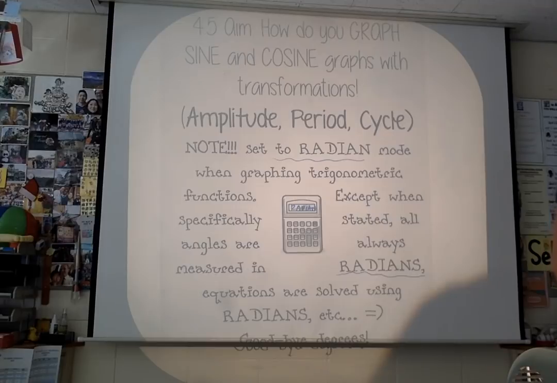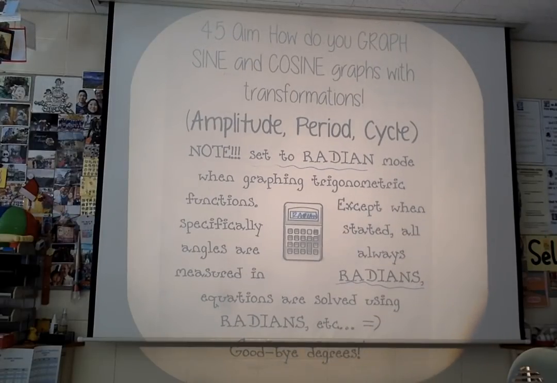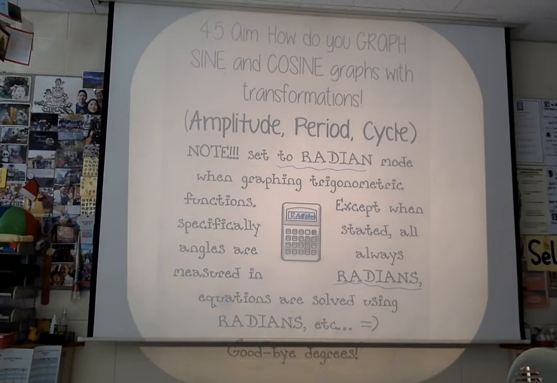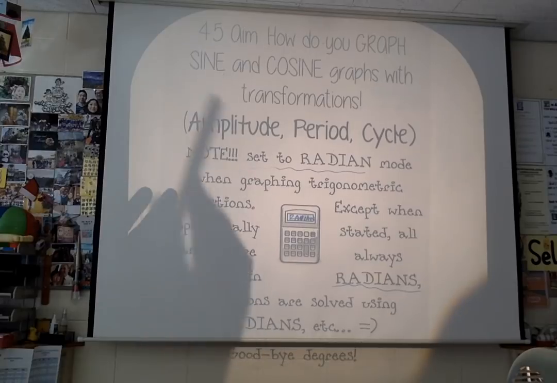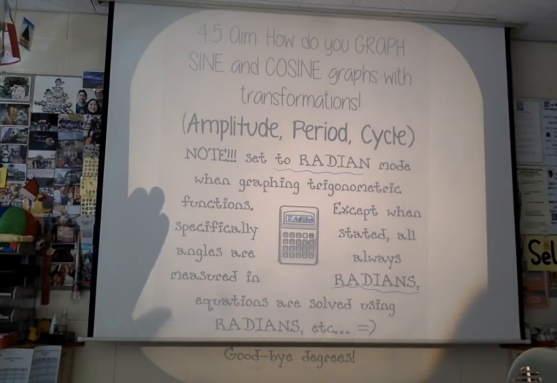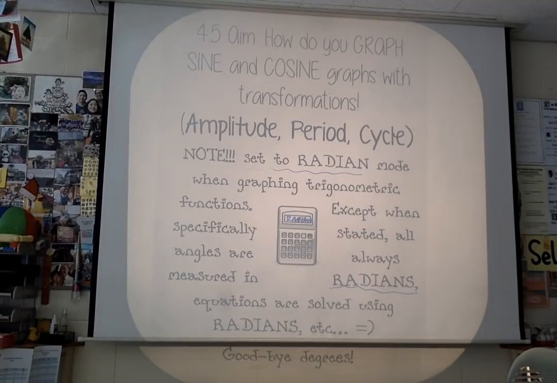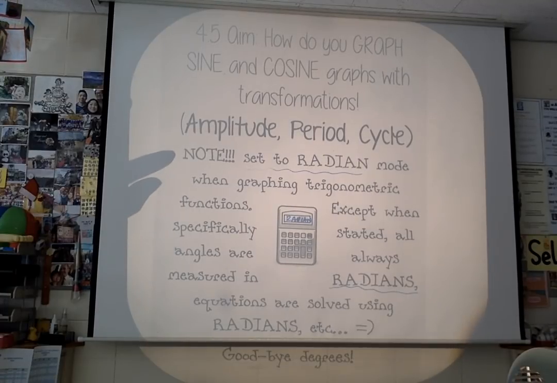This lesson can be a little bit long, and this video will be 2 parts, okay? So make sure you watch both. And let's read over the aim together. Have you received this packet with the whole week's worth of lessons? I hope so. 4.5 aim, how do you graph sine and cosine graphs with transformation? We're going to talk about amplitude, period, and cycle. First, read over this note, please.